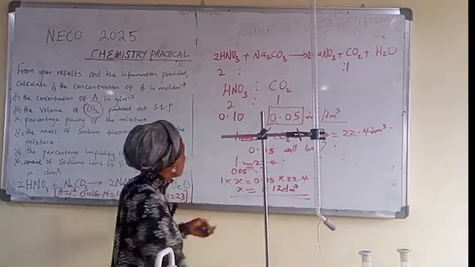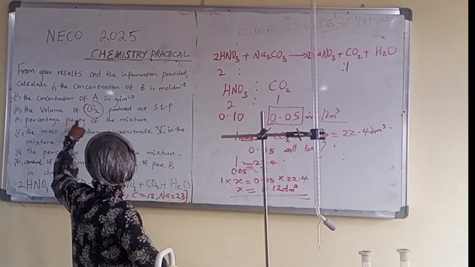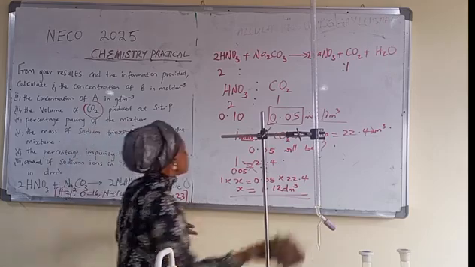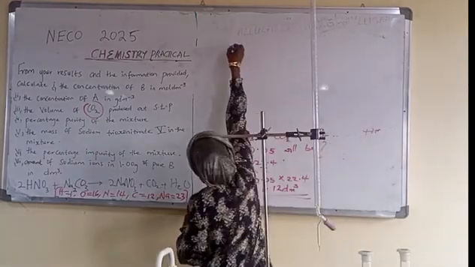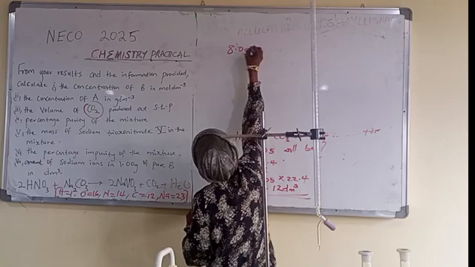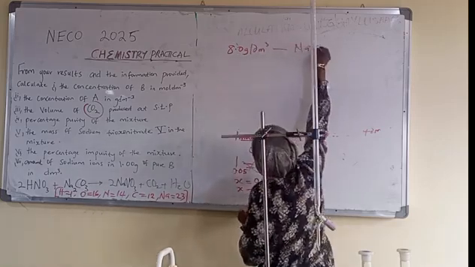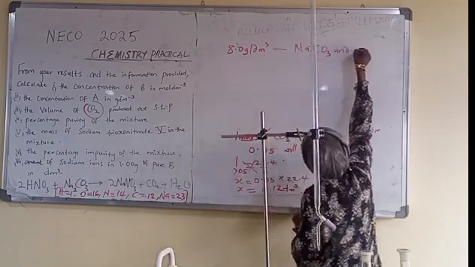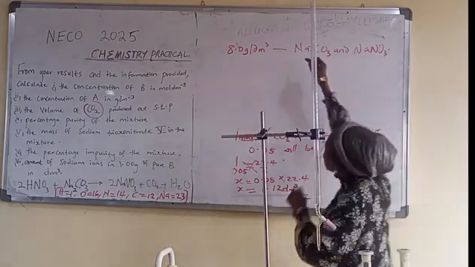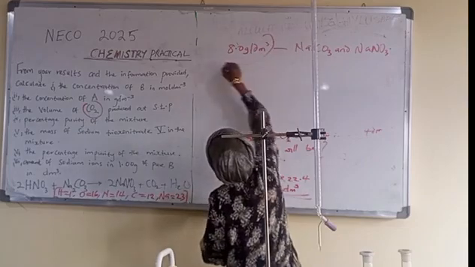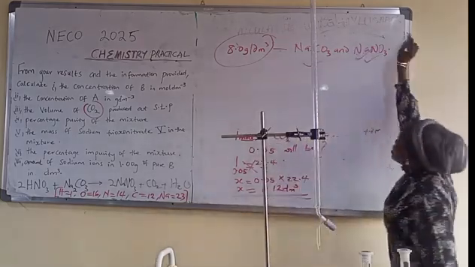So having done that, we proceed to the next question, which says calculate the percentage purity of the mixture. So how do we do it? From the question, it gave us 8.0 gram per dm³ for the mixture of Na2CO3 and NaNO3. So this one is impurity. The whole mass is for these two. This one will not take part in the reaction.